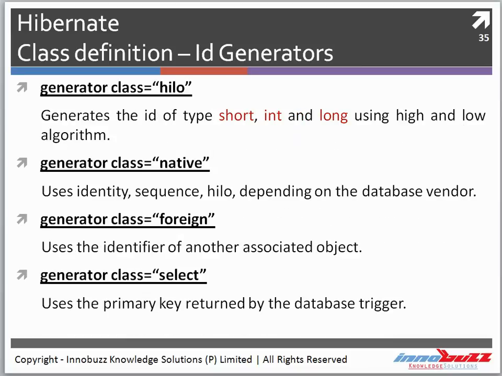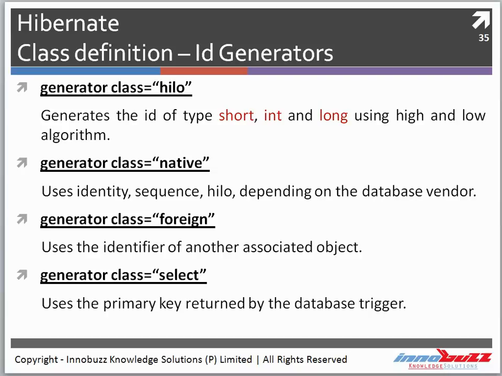High-low. Uses a high-low algorithm to efficiently generate identifiers of type long, short, or int, given a table and column. By default, hibernate_unique_key and next_hi, respectively, are used as a source of high values. The high-low algorithm generates identifiers that are unique only for a particular database.